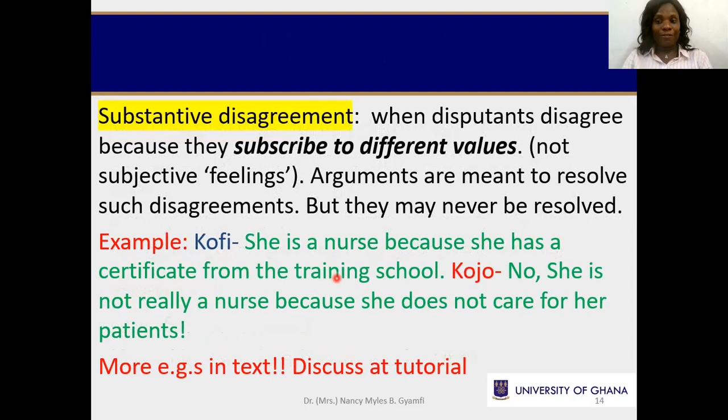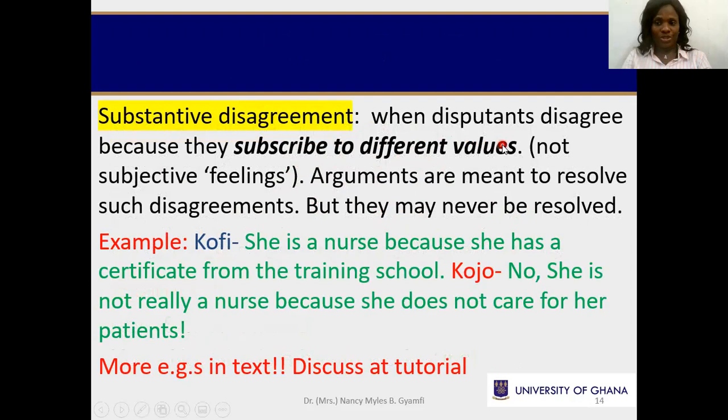By stipulative definition. Can we, however, resolve substantive disagreements? We may never be able to. We may never be able to resolve substantive disagreement. Why? Because it is not about language and its use, where just a stipulative definition will resolve it. It is about people subscribing to different values.